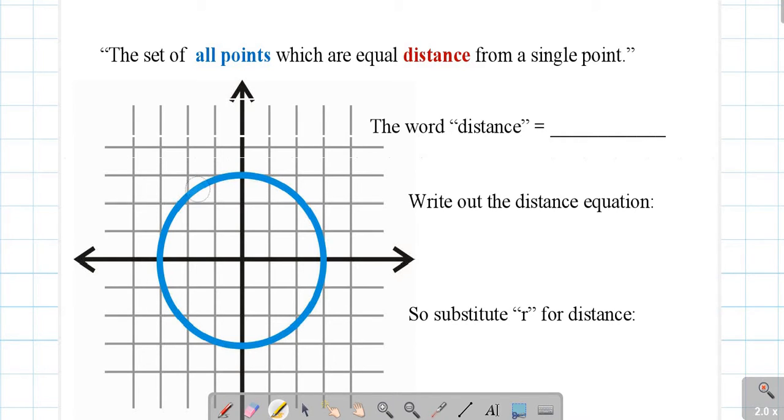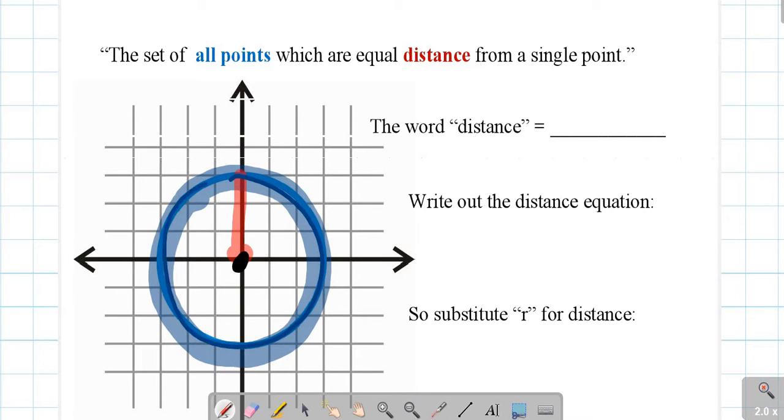A circle is the set of all points which are equal distance from a single point. A circle is the set of all points which are equal distance from a single point. When you say the word distance, you're going to notice what you actually draw is the radius of a circle.